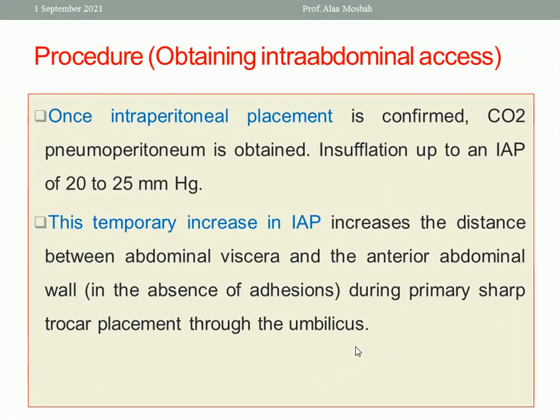Once intraperitoneal placement is confirmed, CO2 pneumoperitoneum is obtained, insufflation up to an intra-abdominal pressure of 20 to 25 millimeters. Why do we use this high pressure? First, to facilitate the insertion of the trocars, because it makes a distance between the anterior abdominal wall and the great vessels and pelvic and abdominal organs.